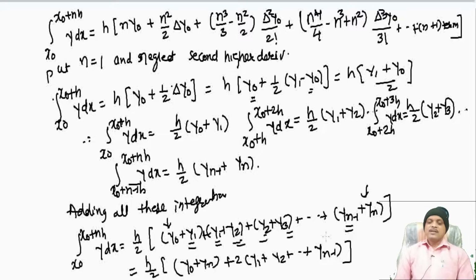In this way we get the integration from x0 to x0 plus nh of y dx, and this is called the trapezoidal rule.